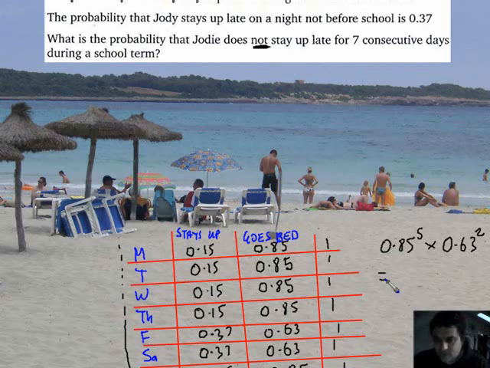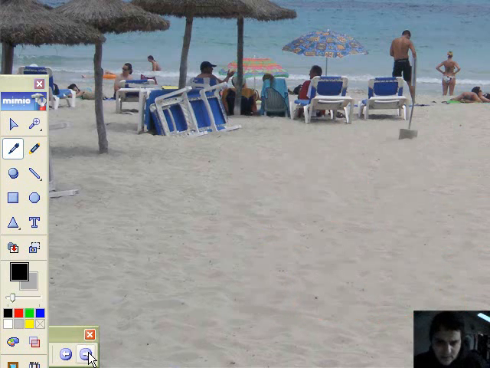And here we go. So 0.85 to the power of 5 multiplied by 0.63 to the power of 2. And that gives us a probability of 0.176. So 0.176. That's approximately 0.18. So the probability that Jodie does not stay up late for 7 consecutive days, one after the other, during school time is 0.18. Hopefully there'll be time to do another one.